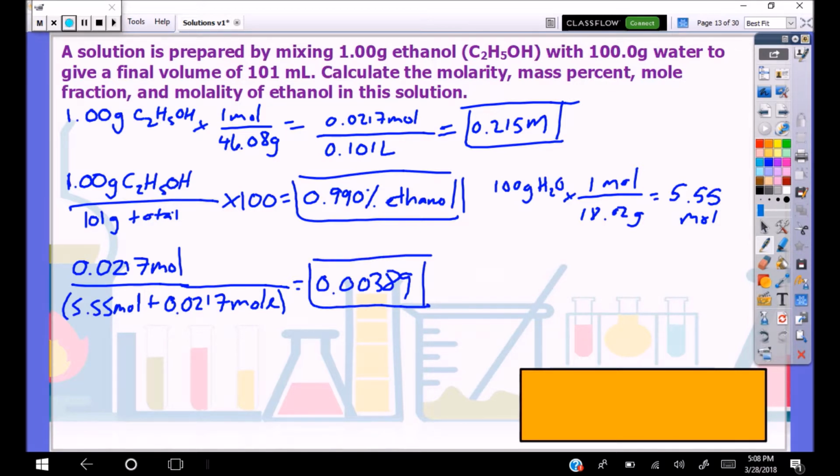All right, last but not least, molality. So molality, again, it's your moles of solute over your kilograms of solvent.